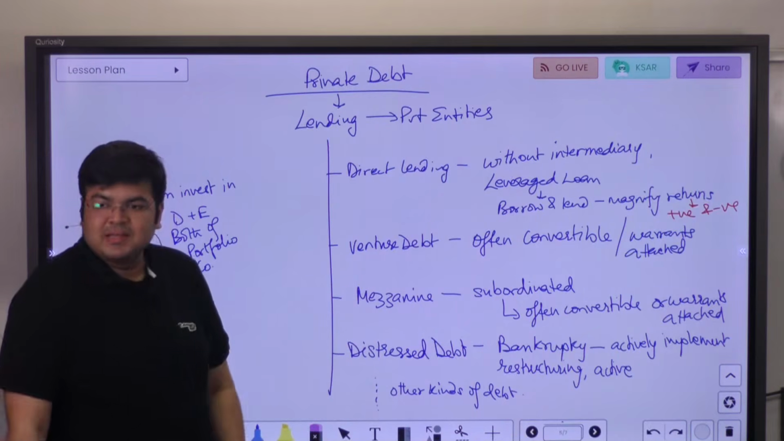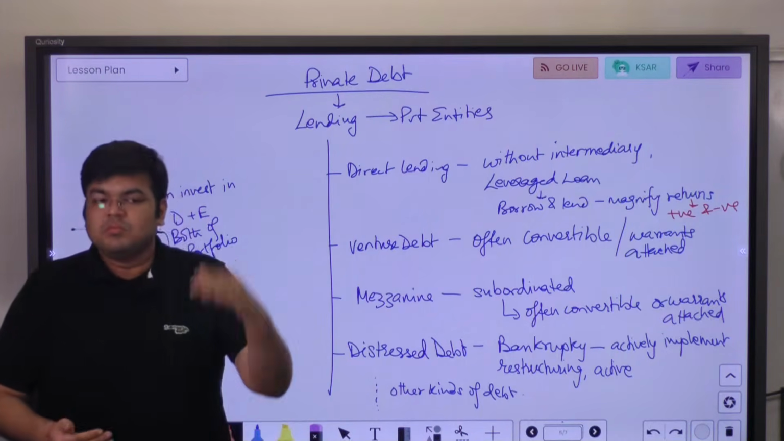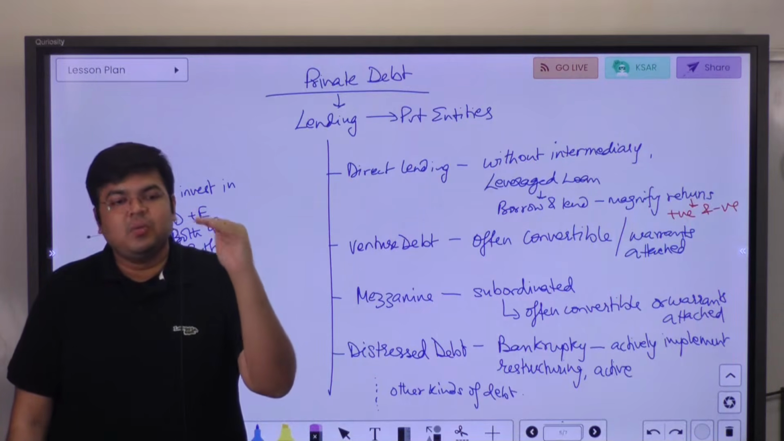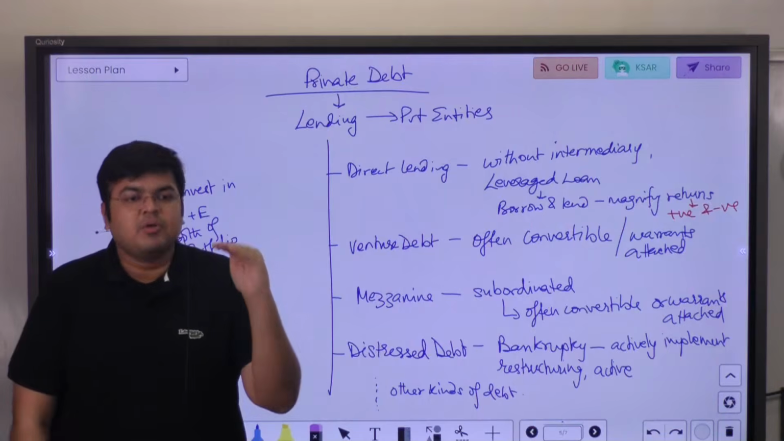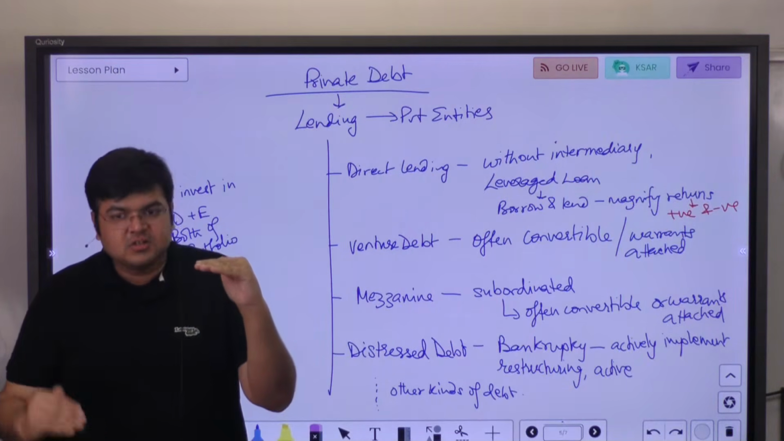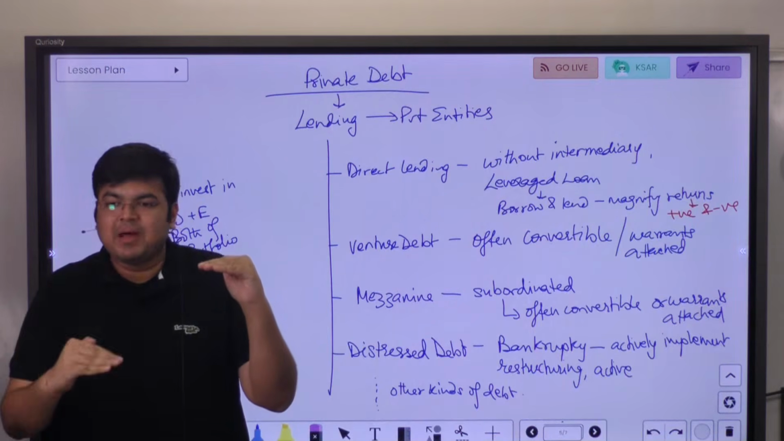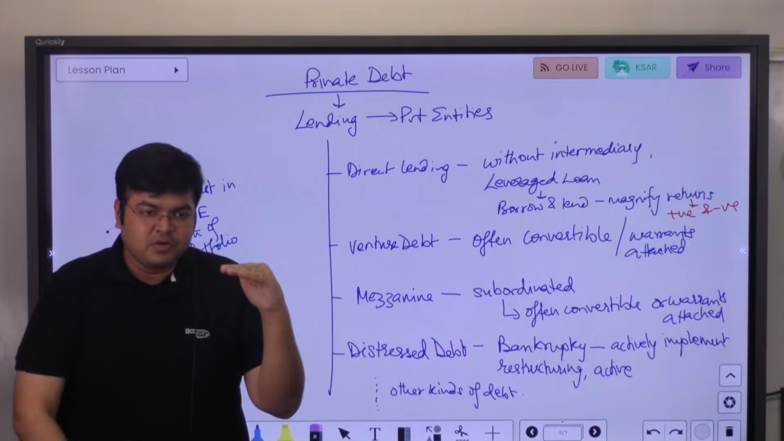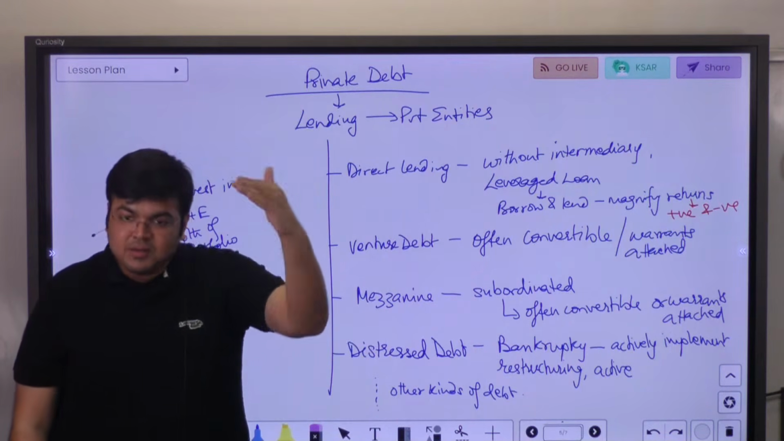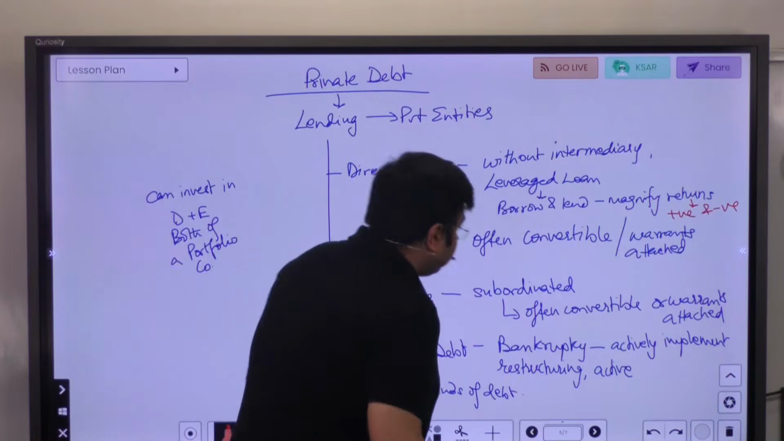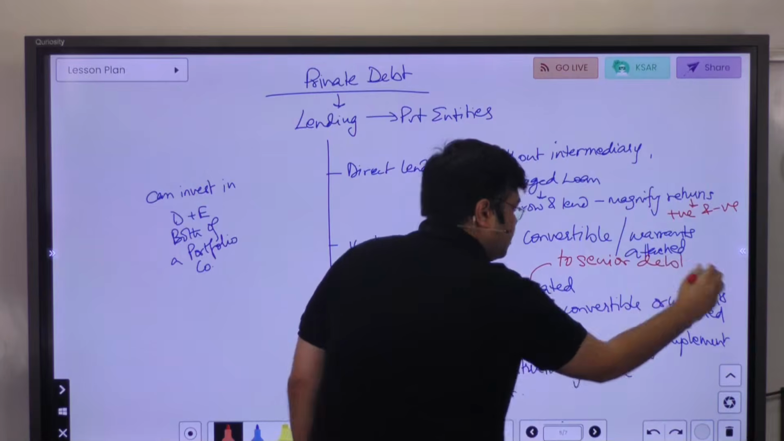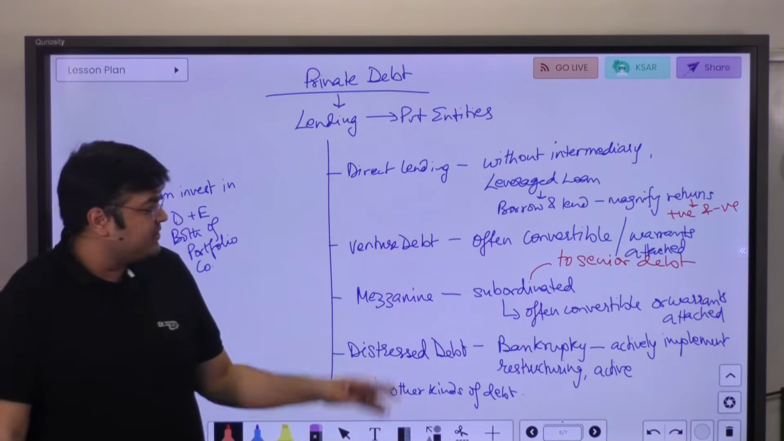So mezzanine is basically when you're looking at bonds. Normally you have senior debt, you have junior debt. Senior debt is when the company goes bankrupt or defaults, then the company's assets will be sold off and first the senior debt will be paid off. Then if money is left, the junior debt gets paid off. So you might be investing into mezzanine debt that is subordinated to senior debt.